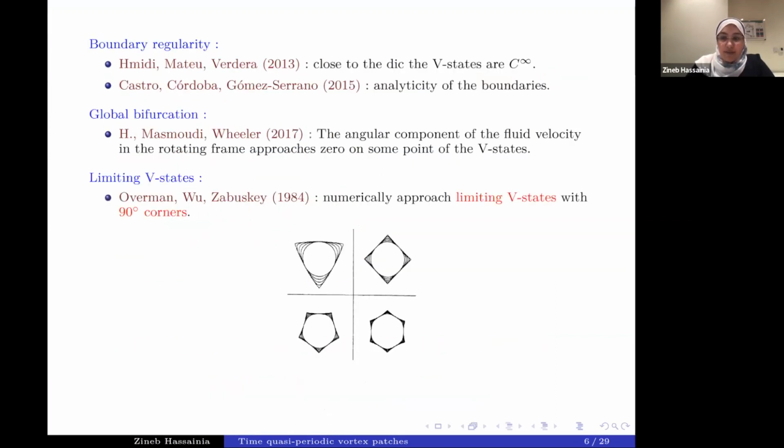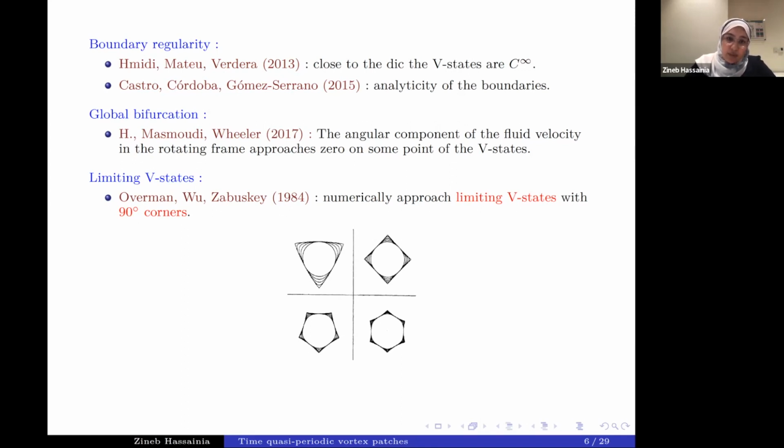In terms of regularity, Hamidi, Matteo, and Verdera proved that the V-states, or the rotating solutions, are C infinity, but in a small strip close to the disk. And the result was improved by Castro, Cordova, and Gomez Serrano, where they proved the analyticity of the boundary of the V-states close to the disk.